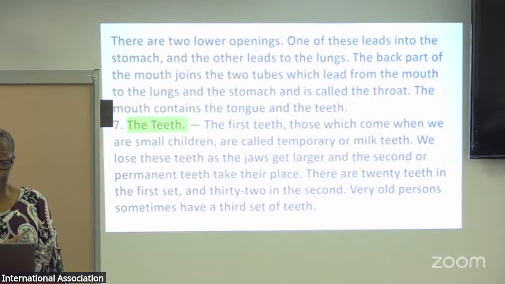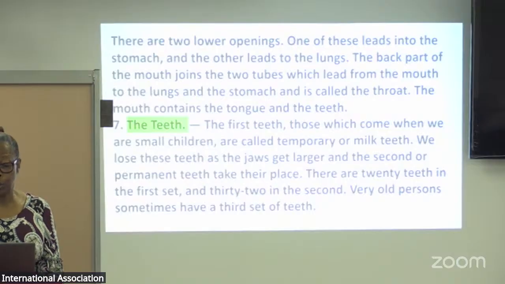The back part of the mouth joins the 2 tubes which lead from the mouth to the lungs and the stomach, and it's called the throat. The mouth contains the tongue and the teeth.